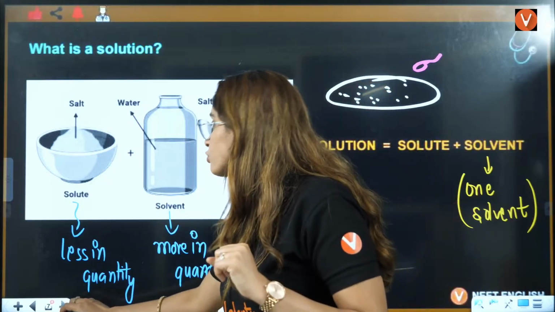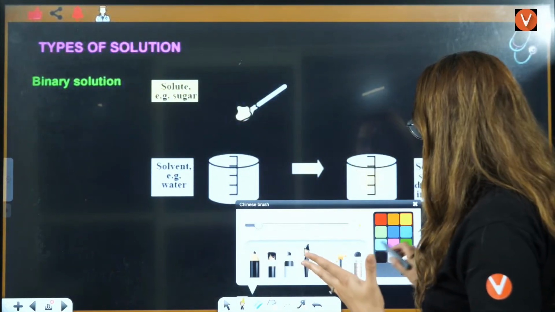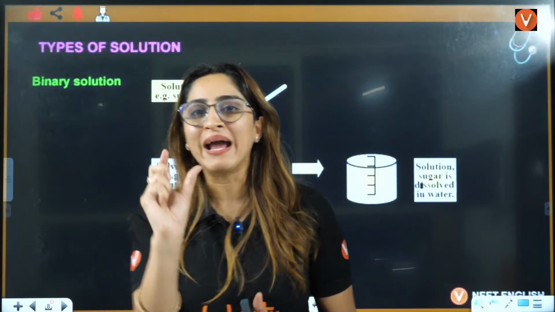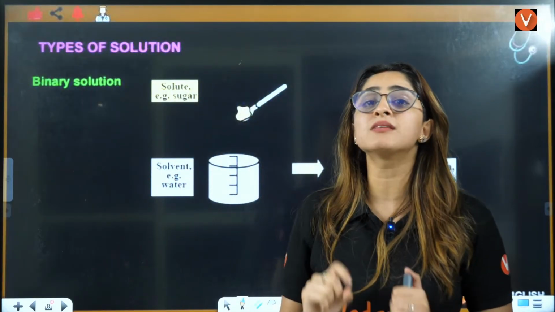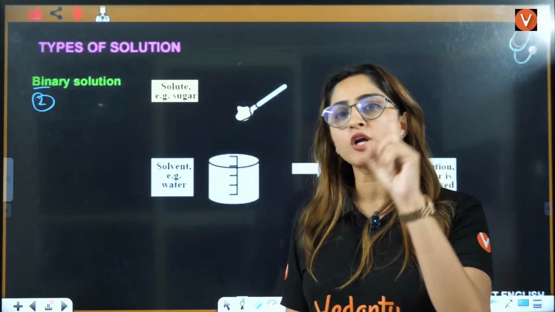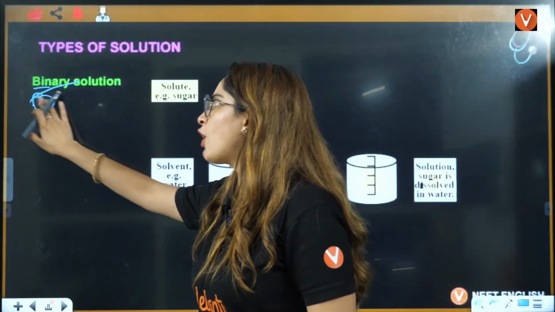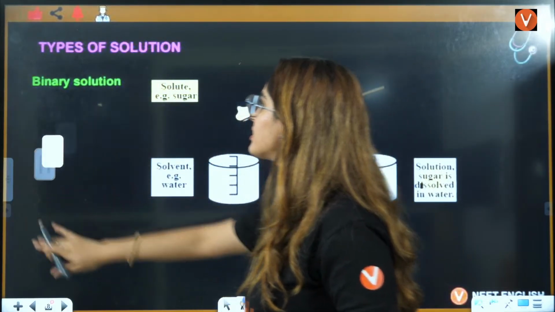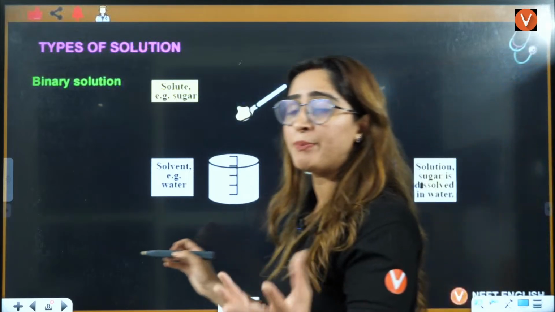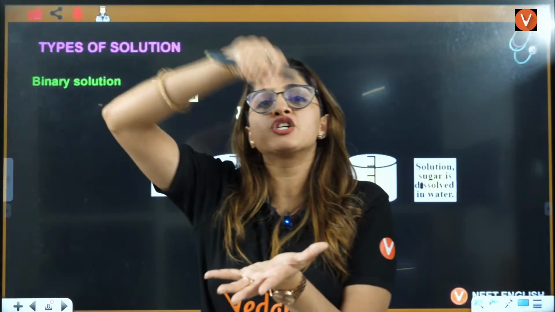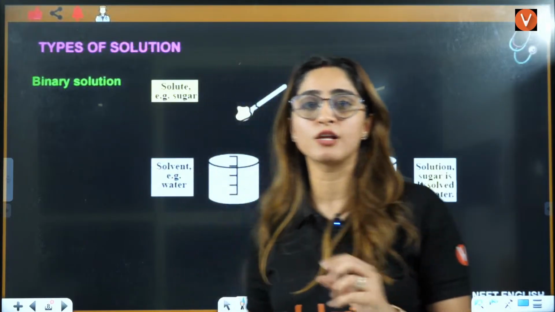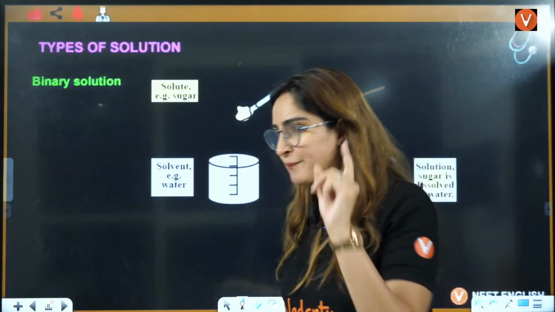Now, talking about the types of solutions. One solution is called a binary solution. Bi means two, so the total components will be two: one solute and one solvent. For example, you have water and you add sugar into it and mix it. That is a binary solution because only one solute is added.